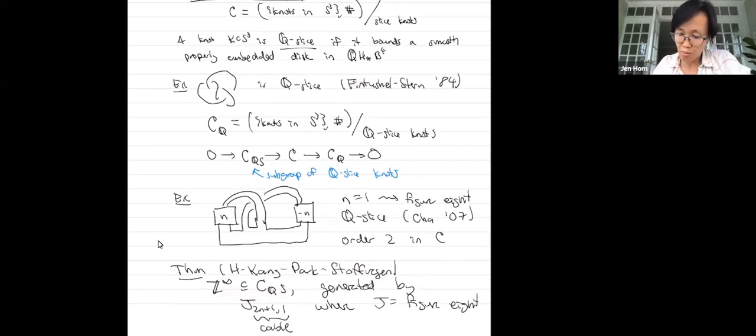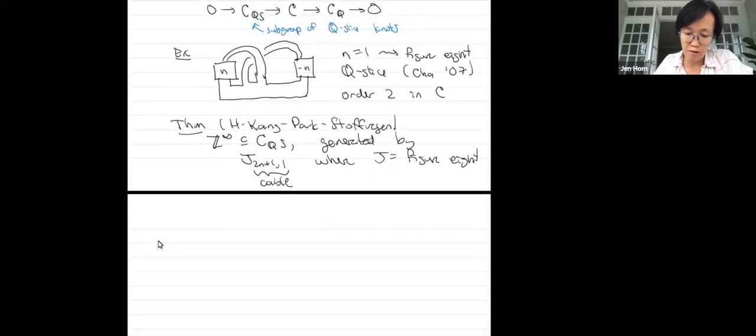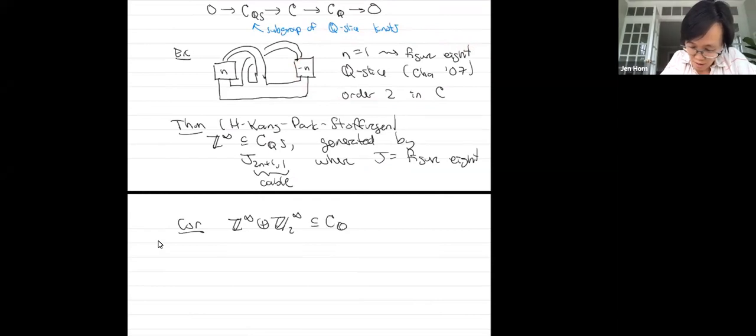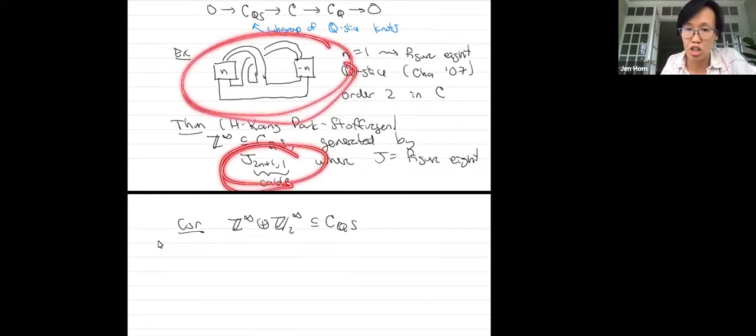Okay, and so combining with the fact that Cha's examples are linearly independent in the concordance group, we get the following corollary, which is, as far as I know, the best known result about the structure of the subgroup of rationally sliced knots, which is that you have a Z^infinity plus (Z/2)^infinity subgroup in here. Right, so to get this, we'll just take these knots and then take Cha's examples.